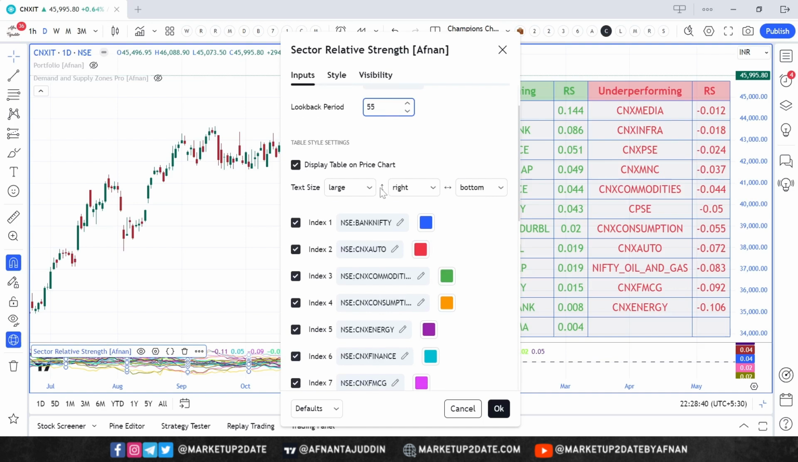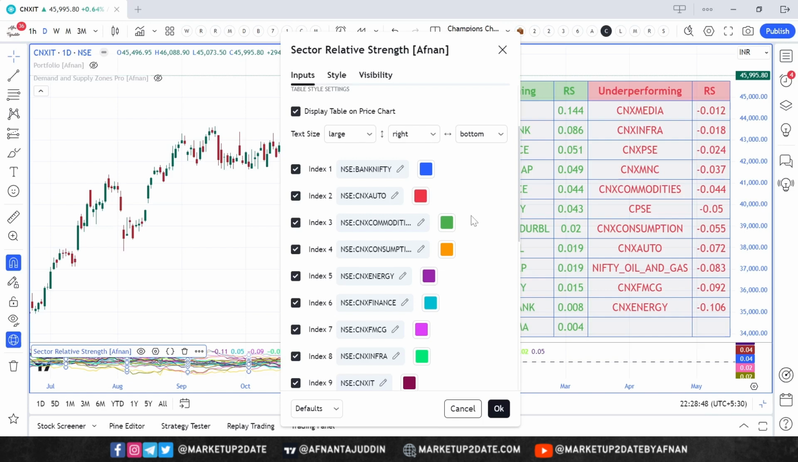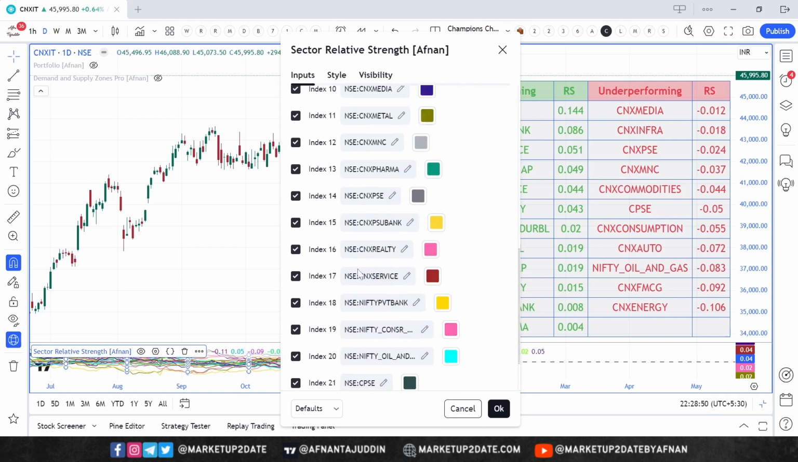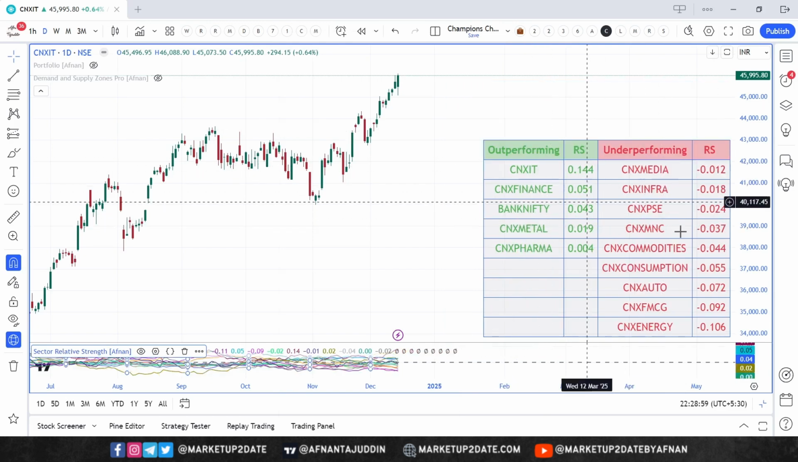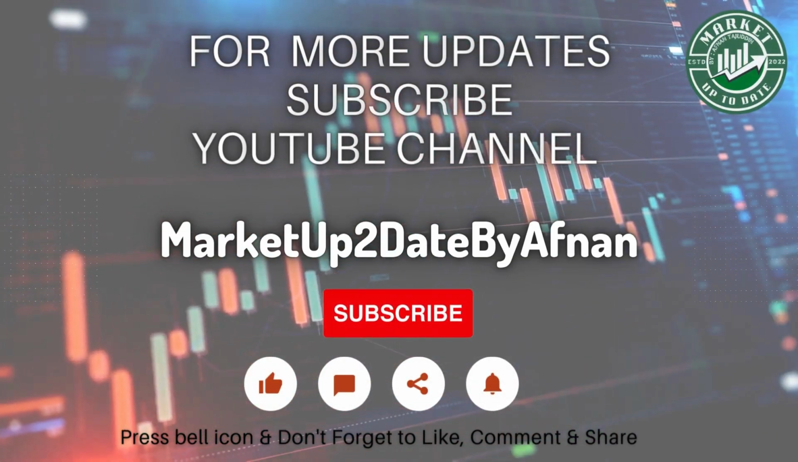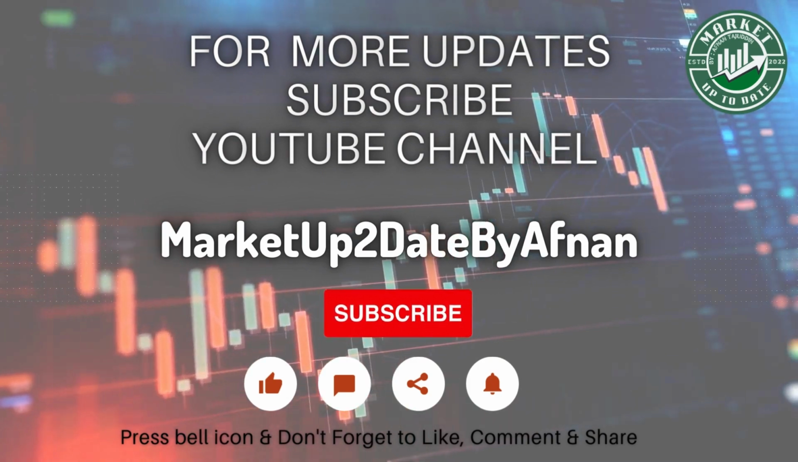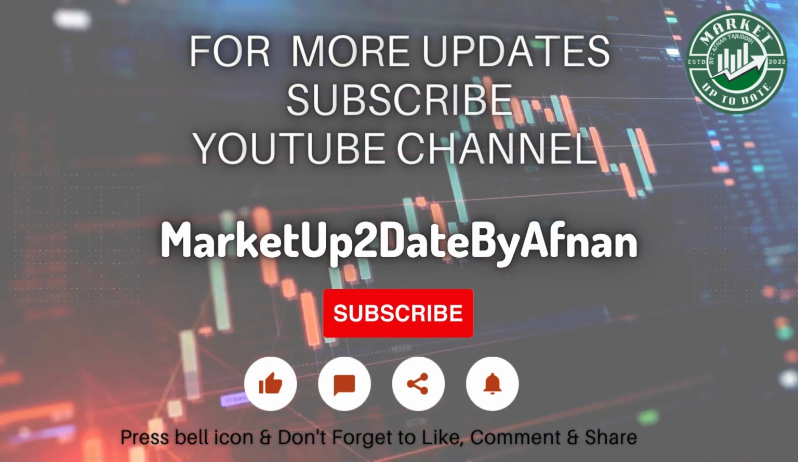Next, you have table customization options where you can change the position, text size and visibility of the table to fit your chart layout. Finally, you have 23 index symbol options. Here you can enable or disable the sectors you want to analyze and input the specific index or sector as per your need.